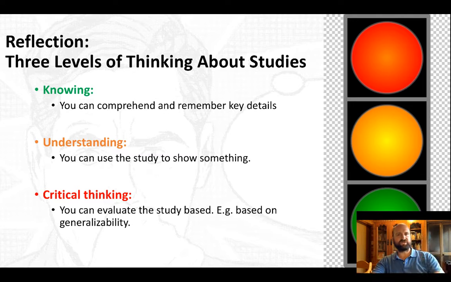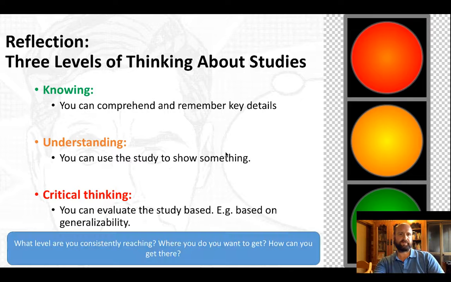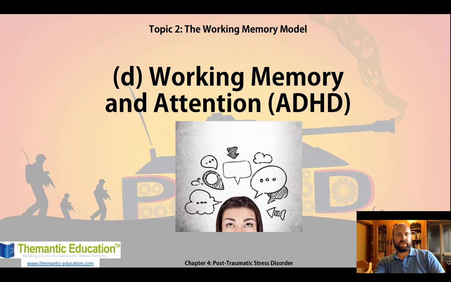Okay, and then we can just use traffic lights here to reflect. Think about studies. Can they just remember the details? Can they apply it? And how good are they at evaluating? And so you might use color cards to see how good they are there. Okay, so the next lesson will be the last lesson in the working memory unit, and this is another study. And here we're looking at the strengths of the working memory in terms of applying to things like ADHD.